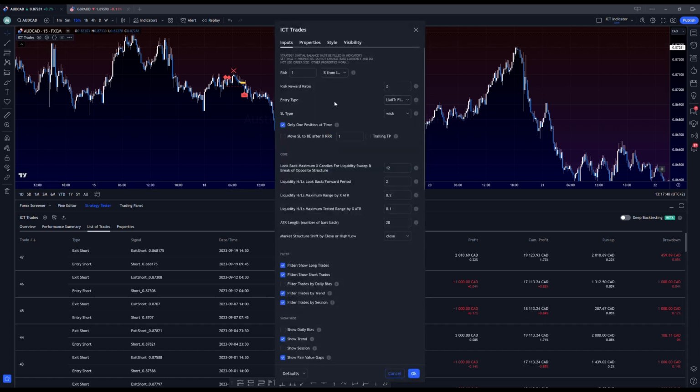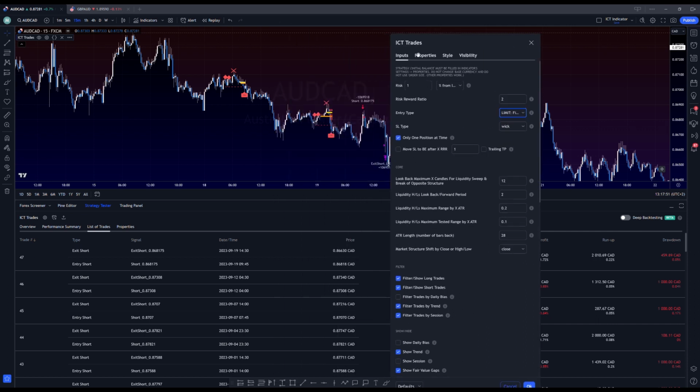Okay, so what are the entry types? There are all limit types. The first one is first fair value gap in the middle, first fair value gap in the beginning. So as you can see here, we have two fair value gaps here, and where price retraces back after market structure shift. This is the first fair value gap. This is the second or the last fair value gap.